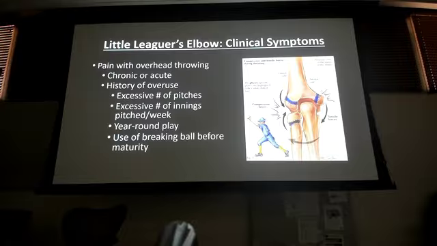Yes. Timing, temporal factors. Okay. So again, you're supposed to be asking these questions anyways, right? Some people play year-round, so maybe they have pain all year. Not useful information, but at the same time, just understand. Okay. Use of breaking ball before maturity.